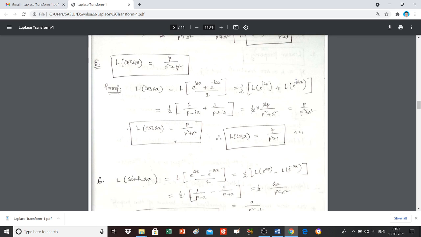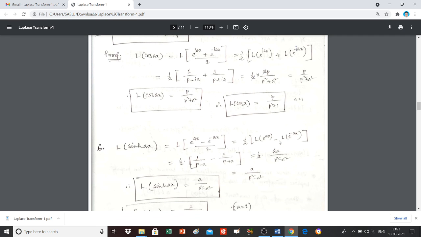So from here, if you write a is equal to 1, then Laplace transform of cos x will be p by p square plus 1. So it can be computed from this.